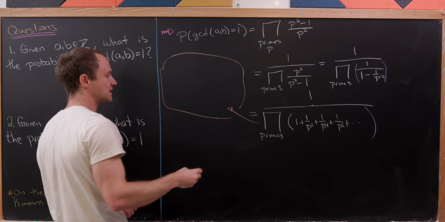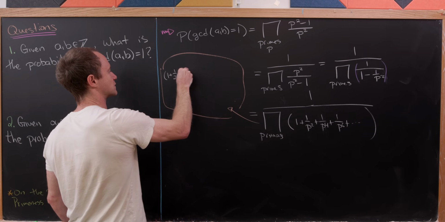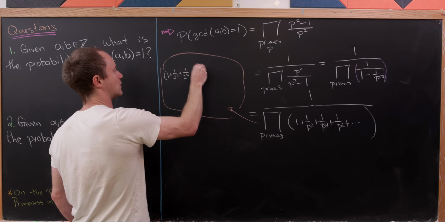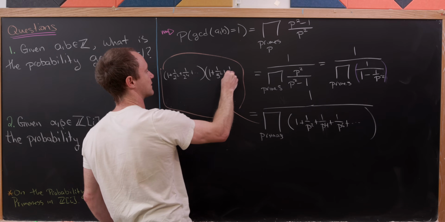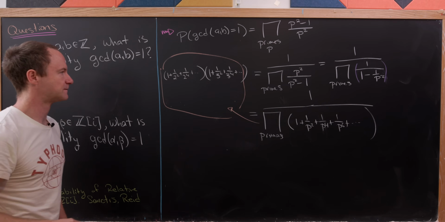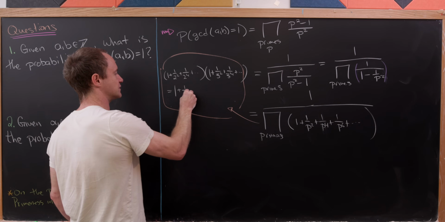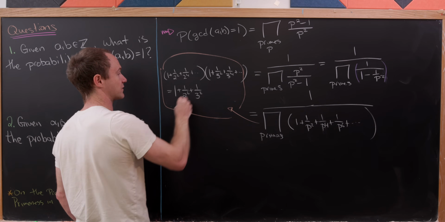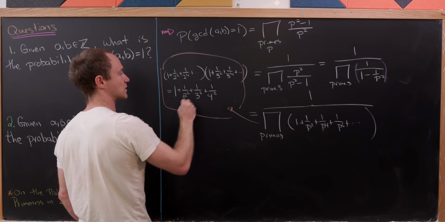Let's observe that this looks like 1 plus 1 over 2 squared plus 1 over 2 to the fourth, so on and so forth, times 1 plus 1 over 3 squared plus 1 over 3 to the fourth, so on and so forth. And that's an infinite product. So let's observe that that's going to give us 1 plus 1 over 2 squared plus 1 over 3 squared plus 1 over 2 to the fourth, which is 1 over 4 squared.